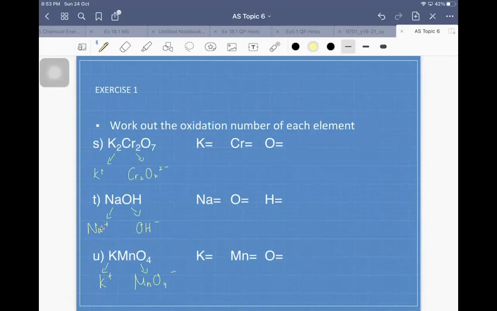So most of these ions are easy to handle because they just contain a monoatomic ion, and so it follows the charge. So for potassium, it will be +1, sodium, it will be +1, and potassium, it will be +1. Between chromium and oxygen, there's no problem. Oxygen will be -2.